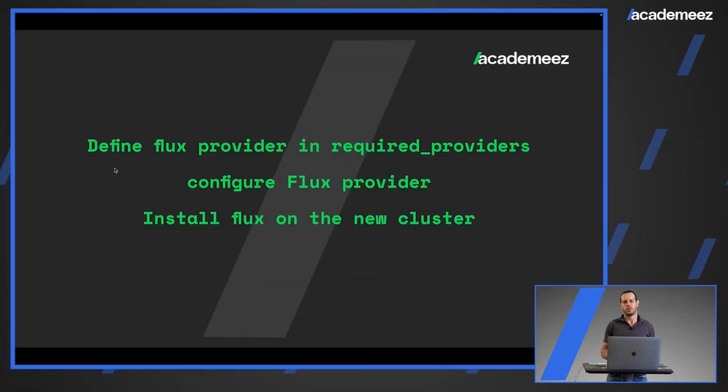What we're going to do now is define the Flux Provider and the required providers so that Tofu will know it requires installing the Flux Provider in the right version. We're going to configure the Flux Provider. Configuring means configuring the Flux Provider to authenticate with our Kubernetes cluster, and configuring it to authenticate with our Git repository. And we're also going to install Flux on our new cluster.